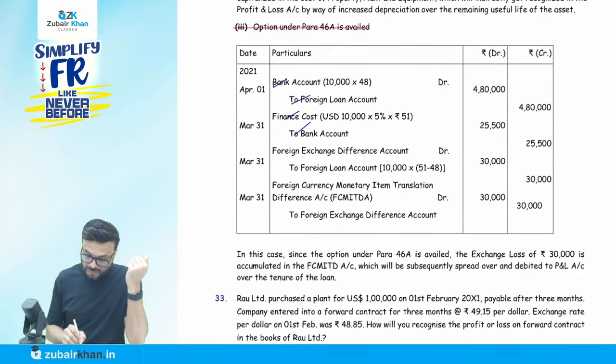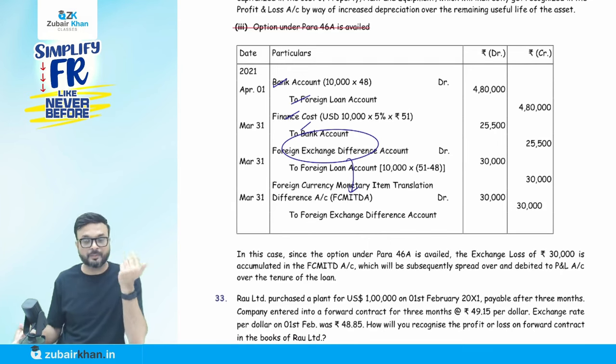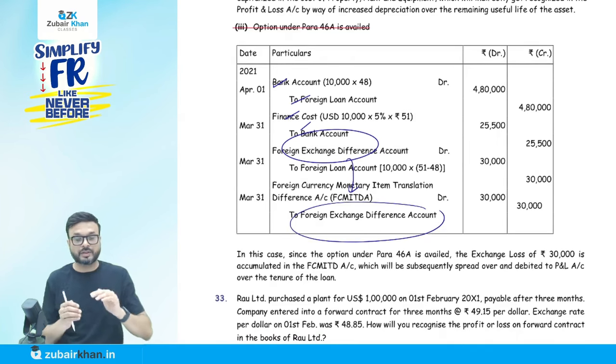Exchange difference of 30,000. So the exchange difference here we debited. That is a loss of this 30,000. But where we are taking it, we can take it to FCMITD account. So instead, since it is not for the purpose of PPE, we can adjust in FCMITD account. We have that option here.